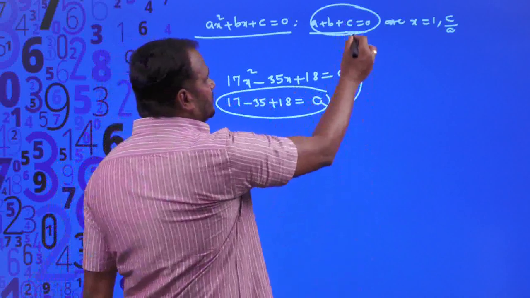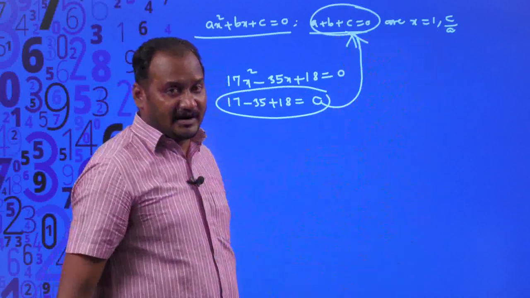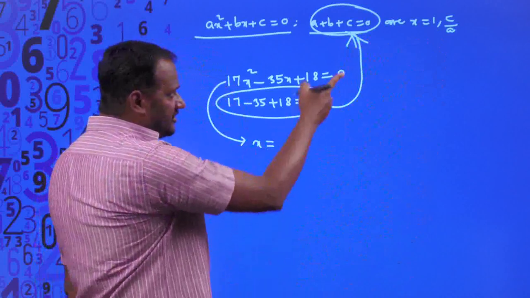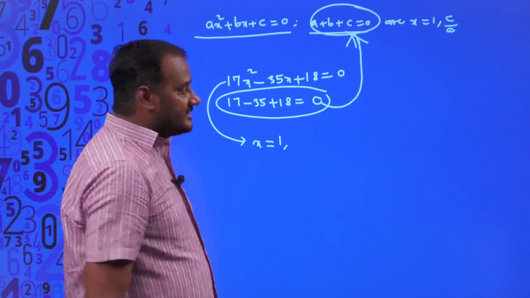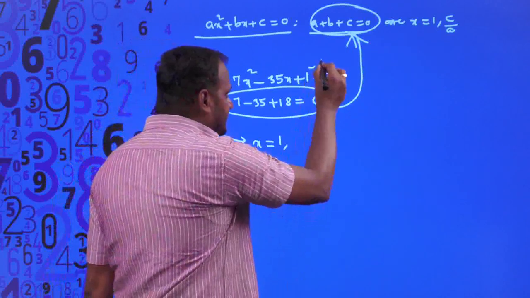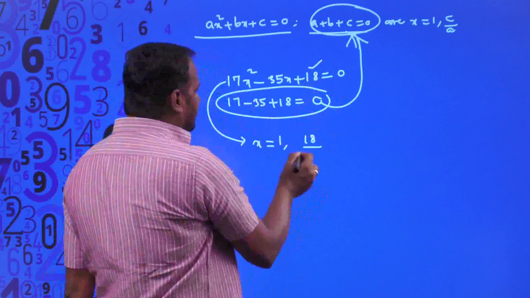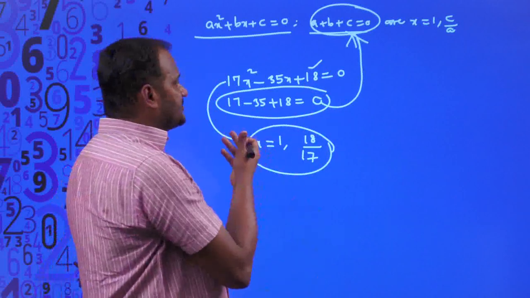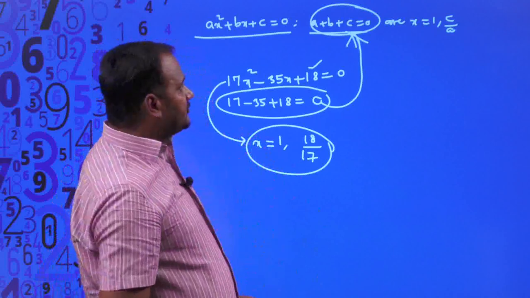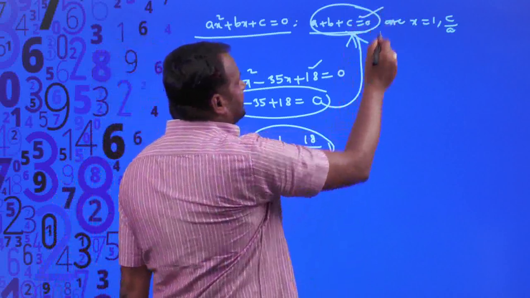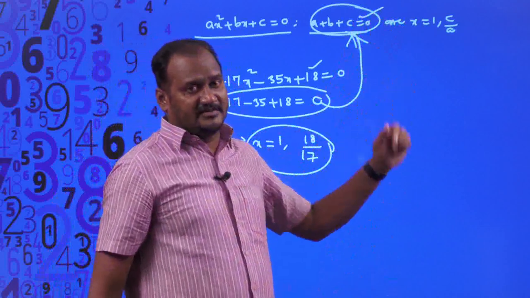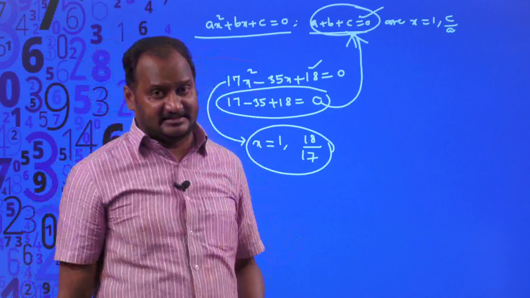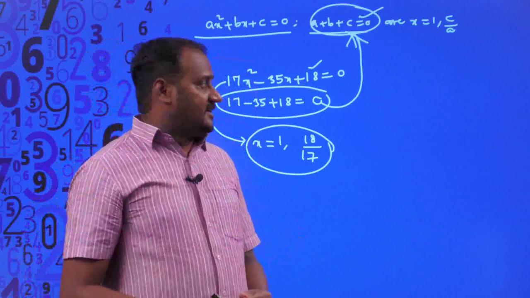When a plus b plus c is equal to 0, then what are the roots? X is equal to 1 comma c by a. Therefore, the roots of this quadratic equation are x is equal to, first root is 1 and second root is c divided by a. What is c here? C is equal to 18, a is equal to 17. See how easily we can find the roots without using any formula or without using the splitting middle term method also. So therefore, if you remember this, a plus b plus c is equal to 0, then the roots are x is equal to 1 comma c by a. It is a very useful strategy to figure out the roots without performing any calculations. Am I clear? Right?